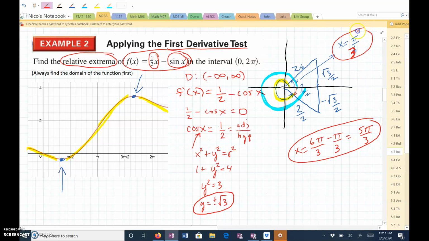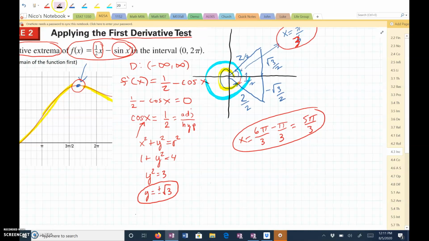So now we know x is equal to pi over 3, and x is also equal to 5 pi over 3. That's going to be these points here, but we have to show that one of these is a relative min, one is a relative max, using calculus.